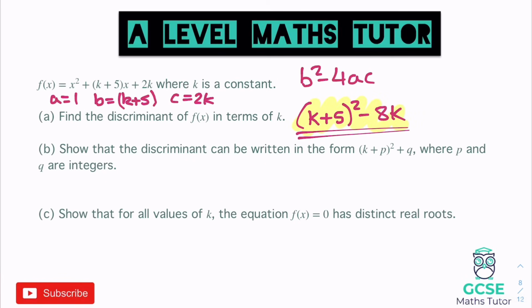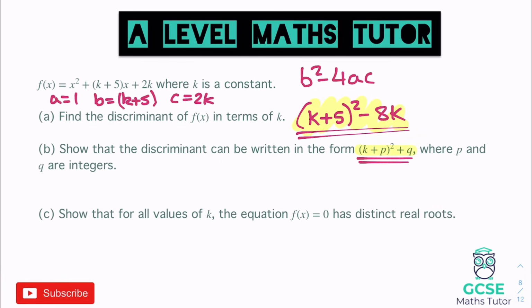So part B says show that the discriminant can be written in the form k plus p squared plus q. Now you'll hopefully recognise that that is in completed square form. So essentially what we're going to do is complete the square. So I will link the video below for completing the square, because you need to know that topic before we move on and have a look at this question.